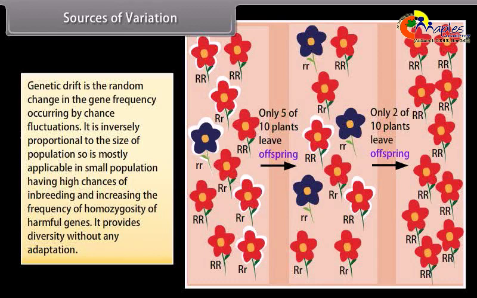It is inversely proportional to the size of population, so is mostly applicable in small populations having high chances of inbreeding and increasing the frequency of homozygosity of harmful genes. It provides diversity without any adaptation.